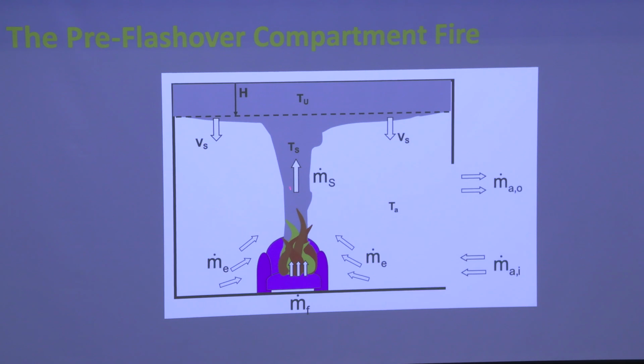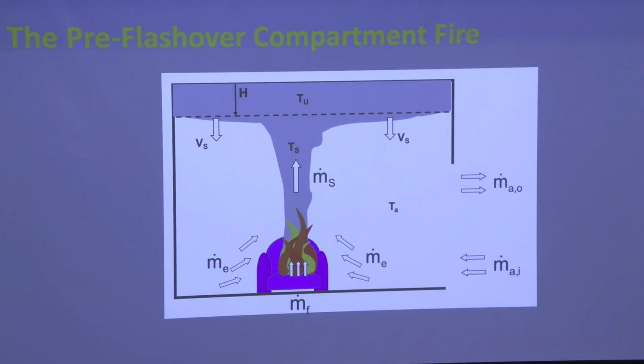So for that purpose, you need to be able to calculate the mass. Now, the amount of mass of smoke that is going to go into the smoke layer is defined by the air that is being entrained and by the fuel that is burning and the energy that is being released.